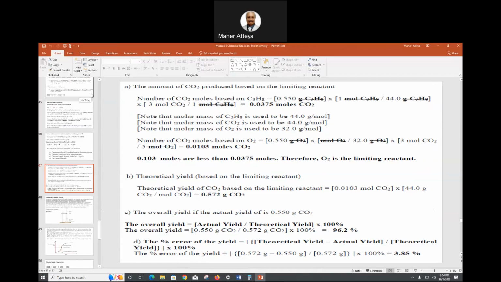So what is the overall yield? The overall yield is actual divided by theoretical, multiplied by 100. What is the percentage error? Theoretical minus the actual, divided by the theoretical, multiplied by 100.